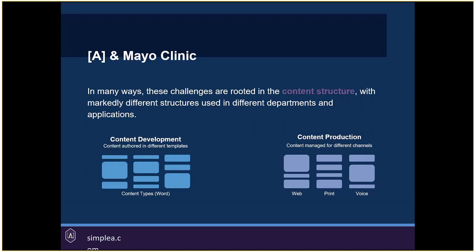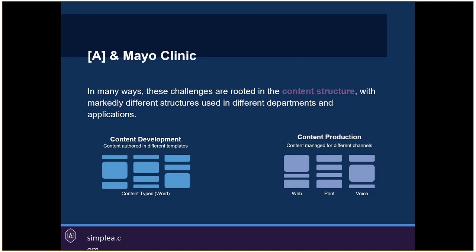In many ways, these three challenges all boil down to the same essential problem of content structure. They have a number of different content structures at different stages of their content lifecycle across their enterprise, but no means of drawing connections between those different content structures such that they could better coordinate and automate their content.